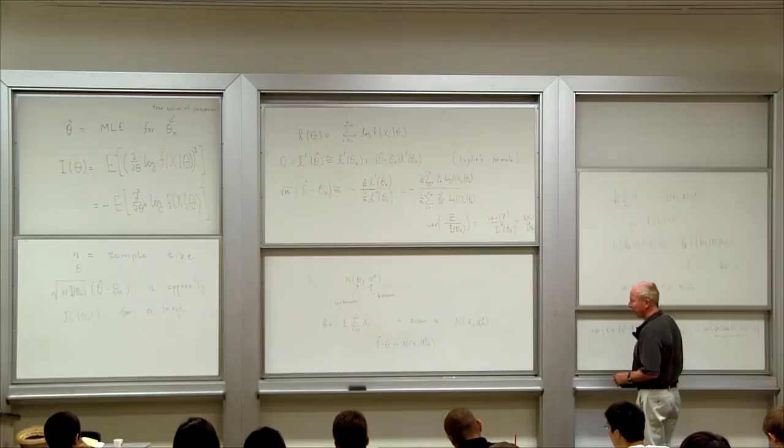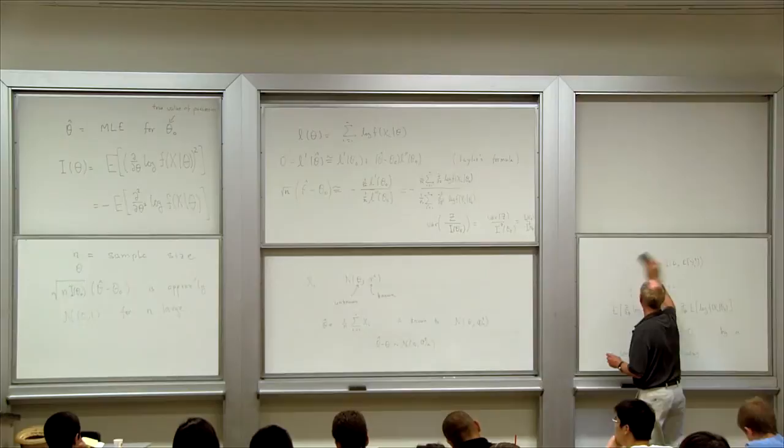So let's do one example. This was an exercise, actually, geometric random variables. Let's take geometric random variables where you don't know p.